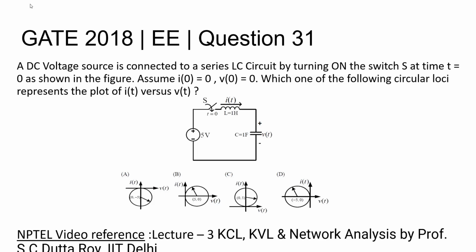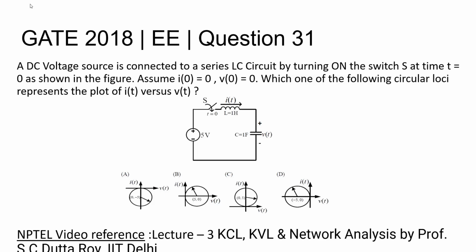Question 31, Electrical and Electronics Engineering, GATE 2018. The DC voltage source is connected to a series LC circuit by turning on the switch S at time t equal to 0 as shown in the figure. Assume that I of 0 is 0 ampere and V of 0 is 0 volt. Which one of the following circular loci represents the plot of I of t versus V of t?